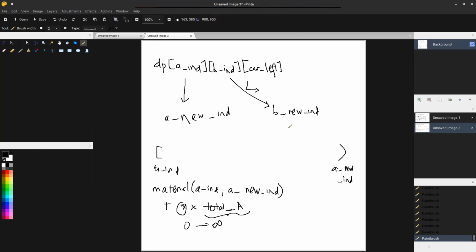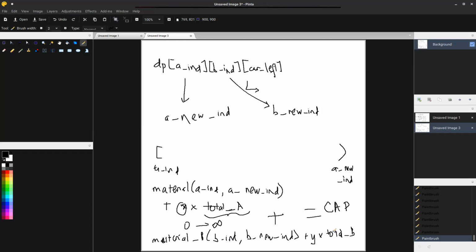Same deal with B. The amount of material you can supply from B will be material on B. I should have distinguished these variable names. Material from B, B int, B new int, plus Y times total B. And you would want these two to add up to equal whatever capacity you're trying to fill.